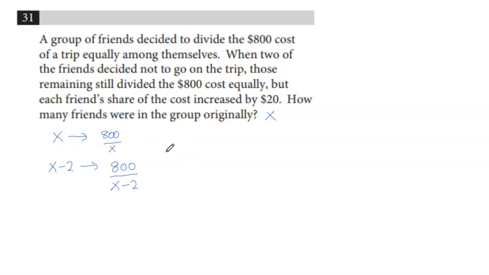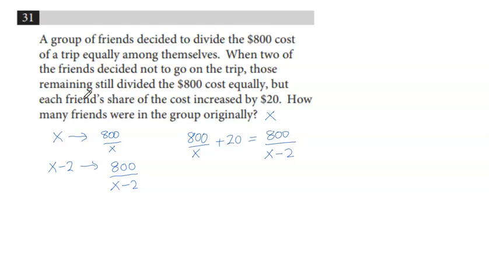All right. So with this, we can write an equation such as this. We can say 800 over X plus $20 is equal to 800 over X minus 2, right? Remember, for you to make them equal, the $20 has to be factored into the original number of friends who were going to divide the $800, right?